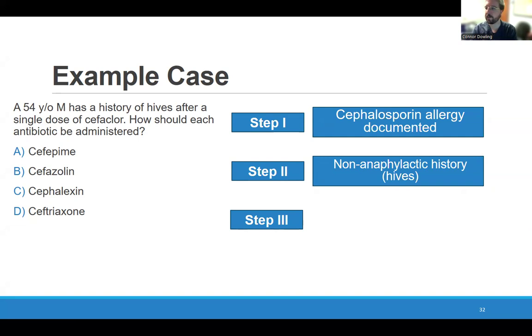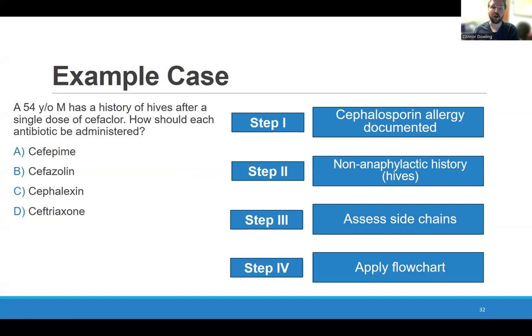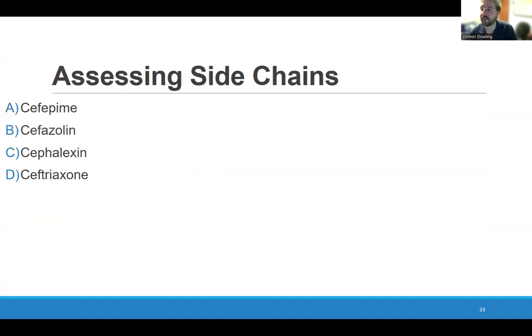And then our third step is assessing our side chains, looking at our beta-lactam cross-reactivity charts to see if we have a heightened risk of cross-reactivity from similar side chains. And then step 4 is applying the flow chart from the algorithm offered by the 2022 practice parameter guideline. So without further ado, we'll go in and assess the side chains.